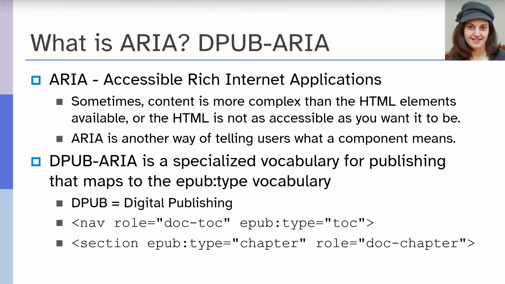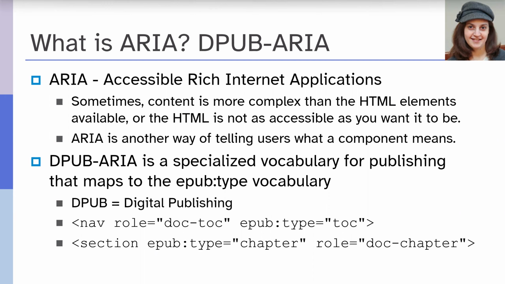And just a word of caution about EPUB type, they're very helpful terms for publishers to use internally. The majority of the terms don't actually convey meaning for accessibility purposes or even for reading systems purposes. There are a handful of exceptions such as TOC, but for example, the second example here, section EPUB type equals chapter, role equals doc chapter, will convey information for accessibility using that role value.